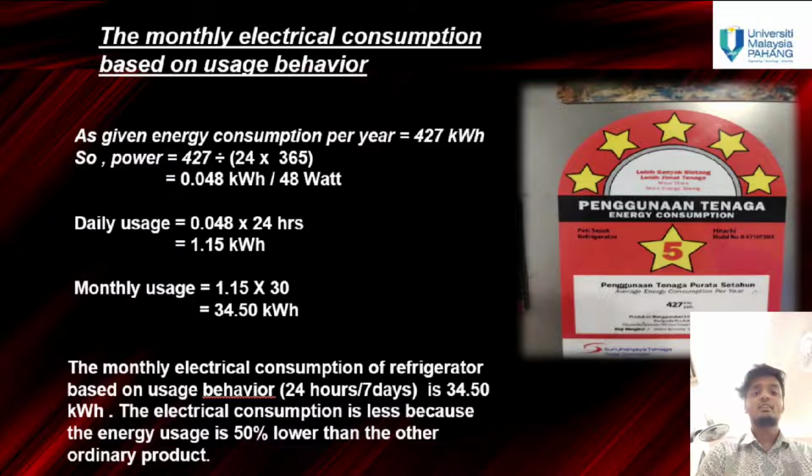As a conclusion, we can say that the monthly electrical consumption based on the usage behavior, which is 24 hours and 7 days, is 34.50 kilowatt hour. The electrical consumption is less because the energy usage is 50% lower than the ordinary product.